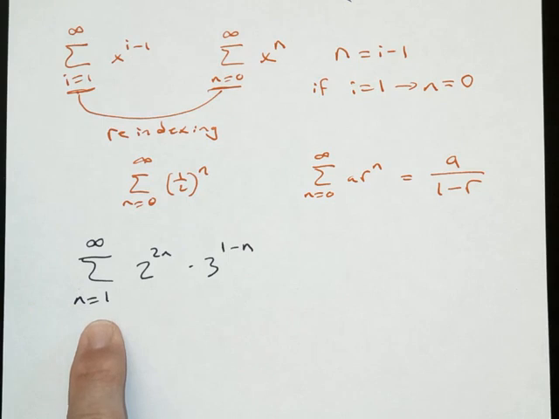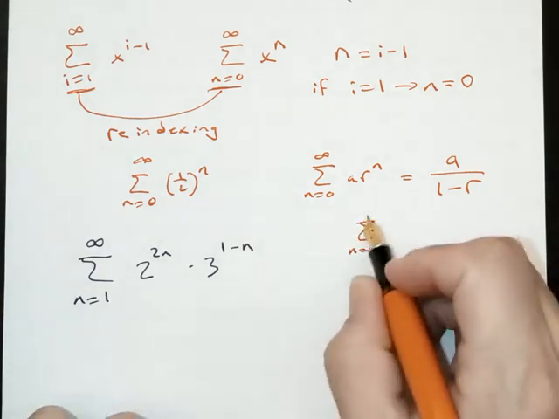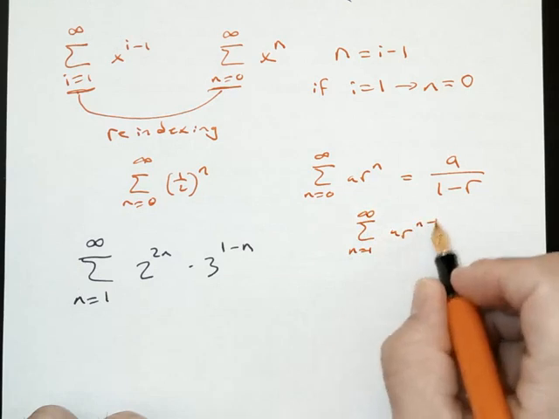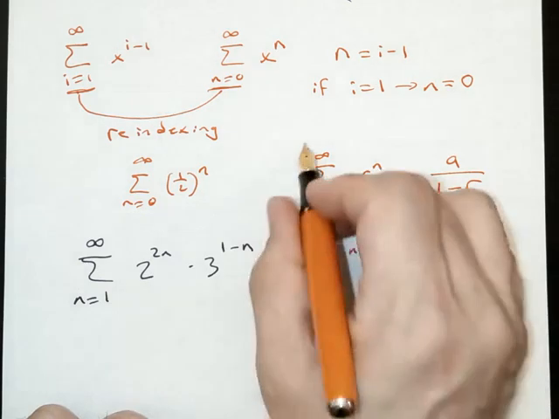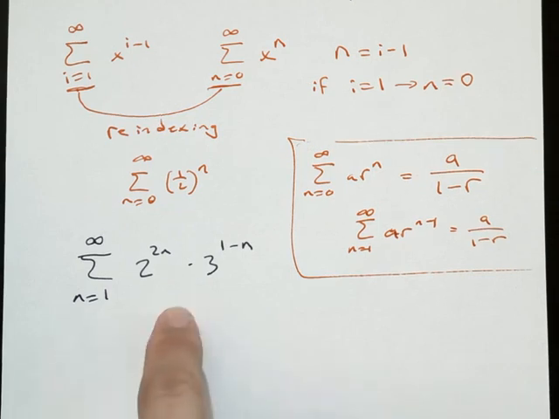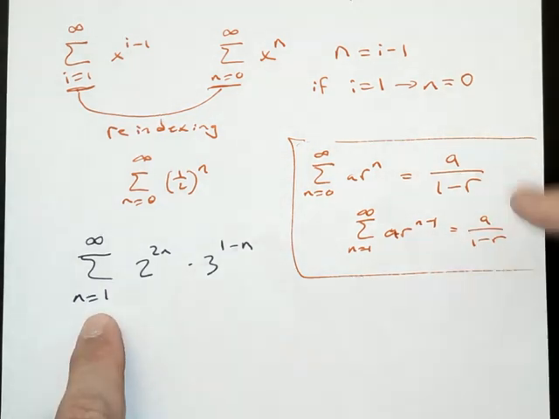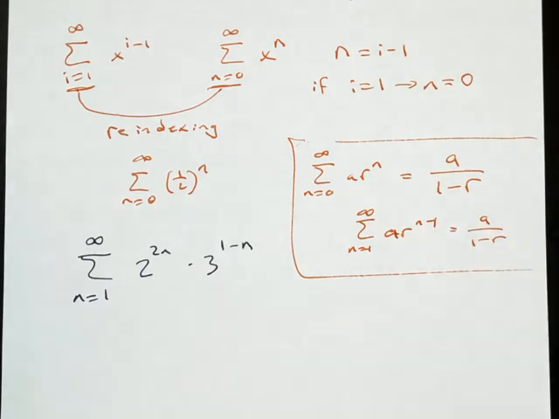If this is starting at 1, geometric should start with AR to the n minus 1. Those are the two formulas for geometric series. So I need to make this look like this. Ladies and gentlemen, there is a bunch of algebra ahead. That's all it is. It's algebra.